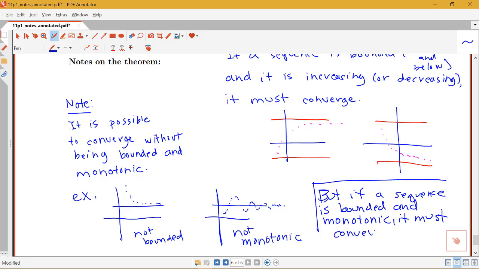And you'll get a chance to apply this theorem in one of your homework problems. Let me know if you have any questions.